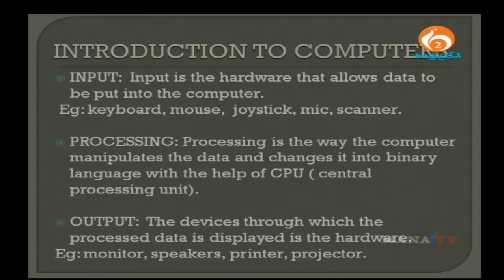are the input devices which are very much important for your computer to understand what you want to communicate. So let us see the second point, that is processing. In processing, what happens? Processing is a way the computer manipulates the data and changes it into binary language with the help of the CPU, that is Central Processing Unit.